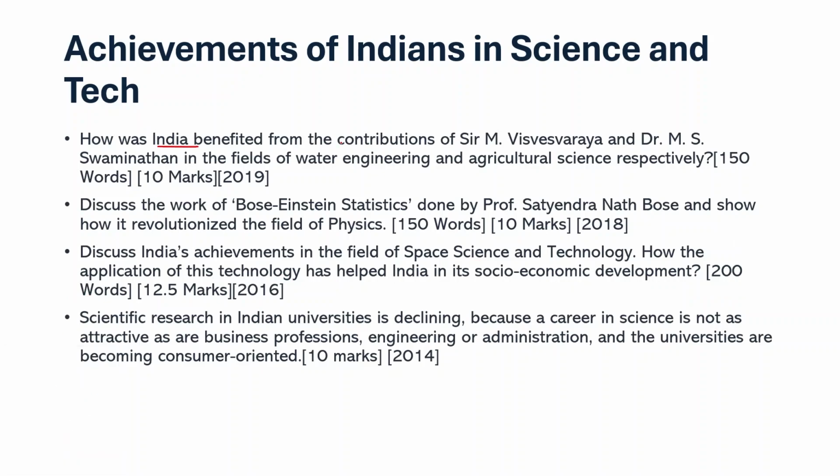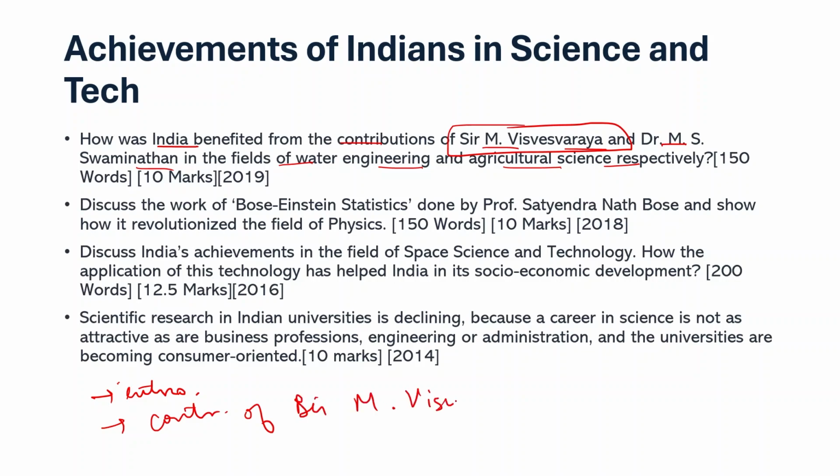How has India benefited from the contributions of Sir M. Visvesvaraya and Dr. M. S. Swaminathan in the fields of water engineering and agricultural science, respectively? Right, so very simple. You first write an intro, then you write about their contributions one by one. First you write contributions of Sir M. Visvesvaraya, right? Then you do the same for M. S. Swaminathan, right?